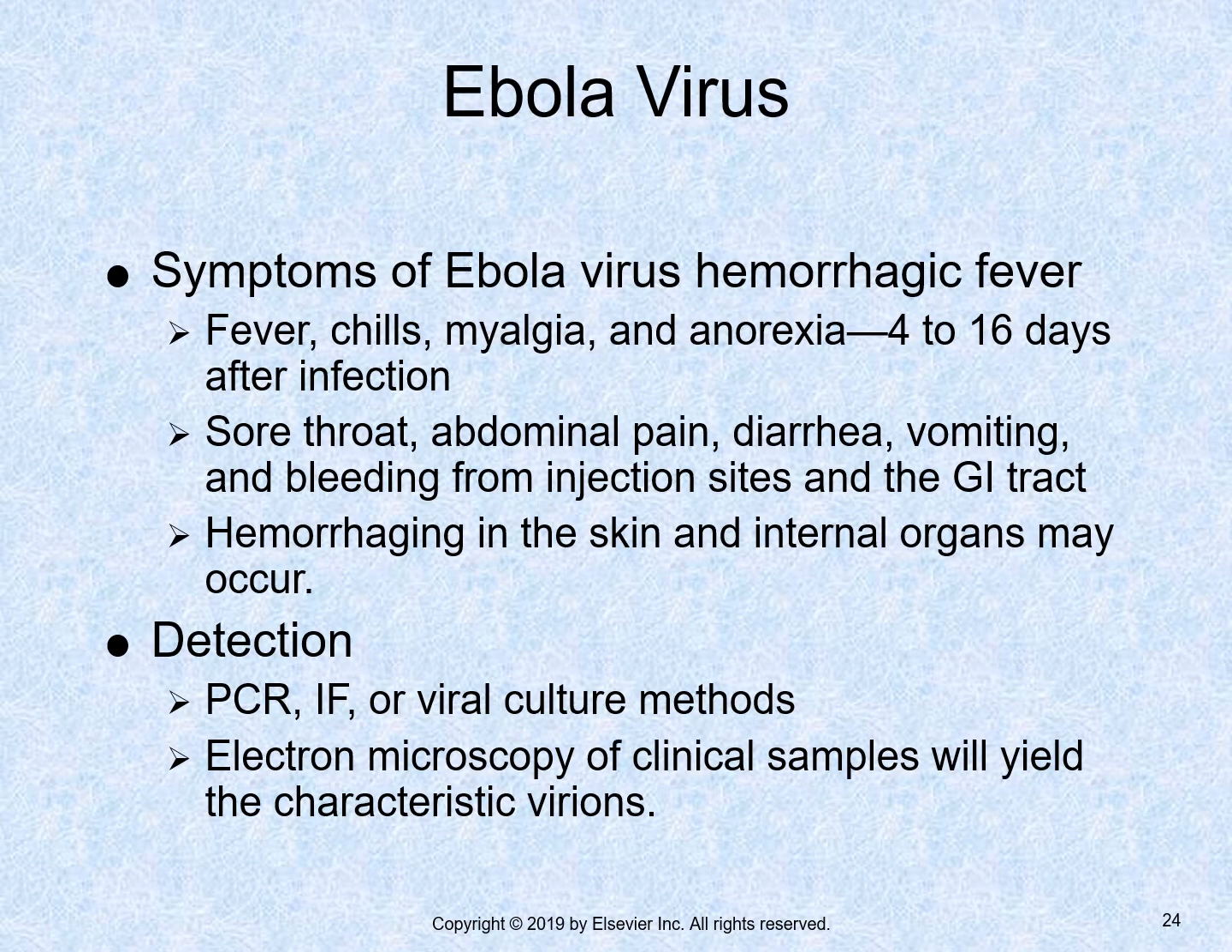Ebola virus is the other significant group member of the family Filoviridae. Symptoms of Ebola virus hemorrhagic fever include fever, chills, myalgia, and anorexia 4 to 16 days after infection. Sore throat, abdominal pain, diarrhea, vomiting, and bleeding from injection sites and the GI tract can also appear. Hemorrhaging in the skin and internal organs can occur as well.